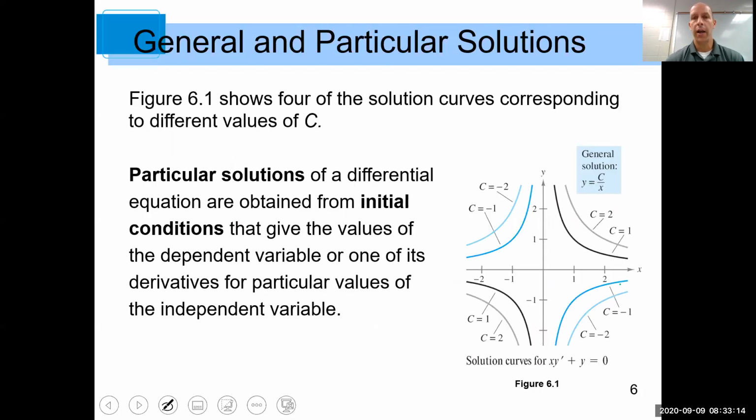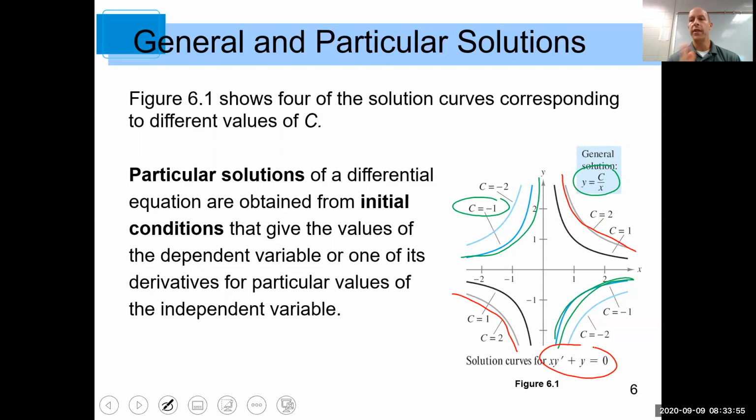This figure here to the right shows us that the solution of the corresponding differential equation, y equals c over x, which is the general solution, generates a family of solution curves. So here, for example, when c is equal to negative 1, that's this curve here and this curve here. And then if I pick another value of c, let's do this one in red, let's say c is equal to 2. That's this curve here and this curve here. All of these various curves are solutions for the differential equation x y prime plus y equals 0.